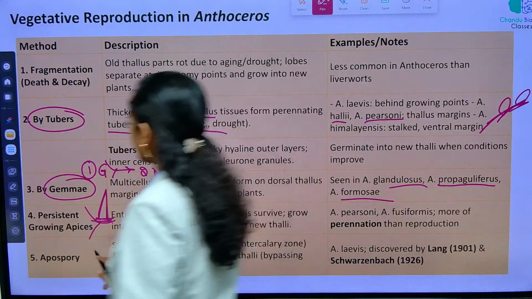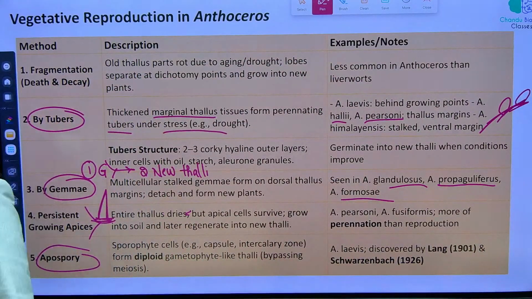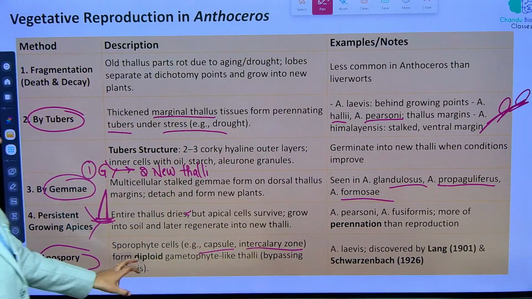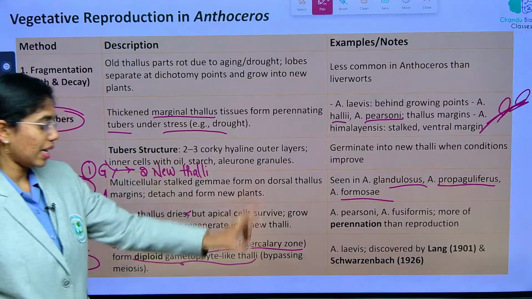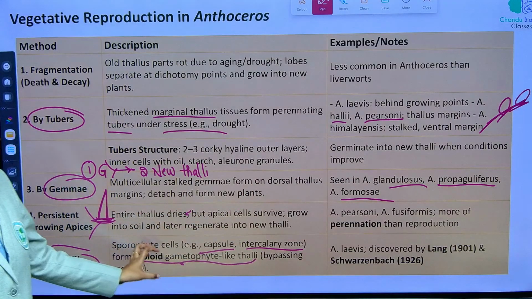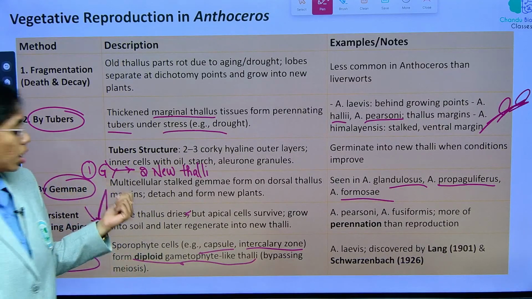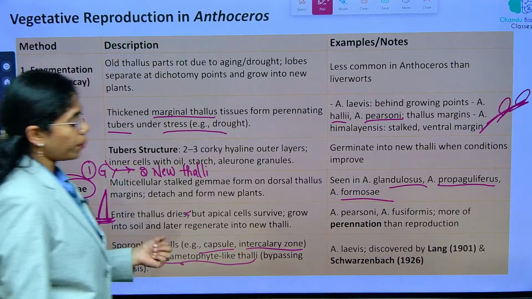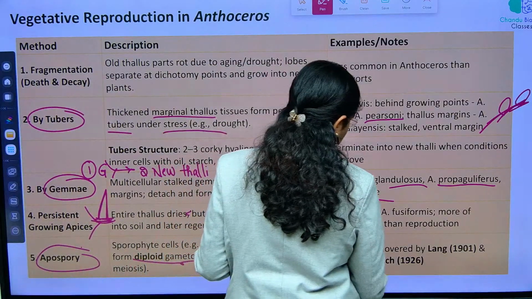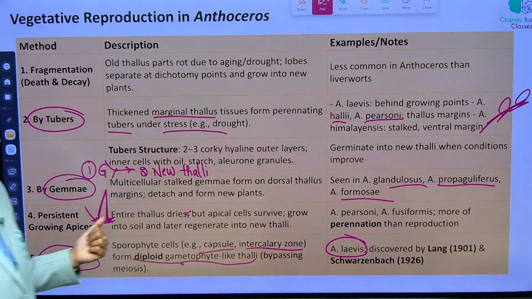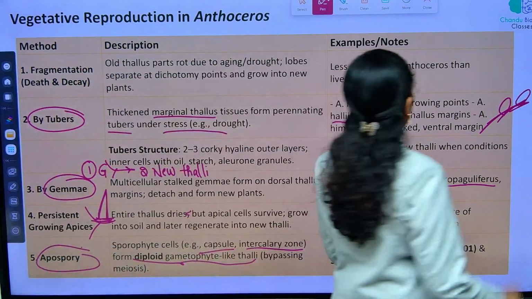Next is apospory. Here sporophytic cells, for example the capsule and intercalary zone, form a diploid gametophyte-like thallus. So sporophyte cells form a diploid gametophyte-like thallus. This apospory type of vegetative reproduction is observed in Anthoceros laevis, which was discovered by Lang in the year 1901 and Schwarz and Bach in the year 1926.